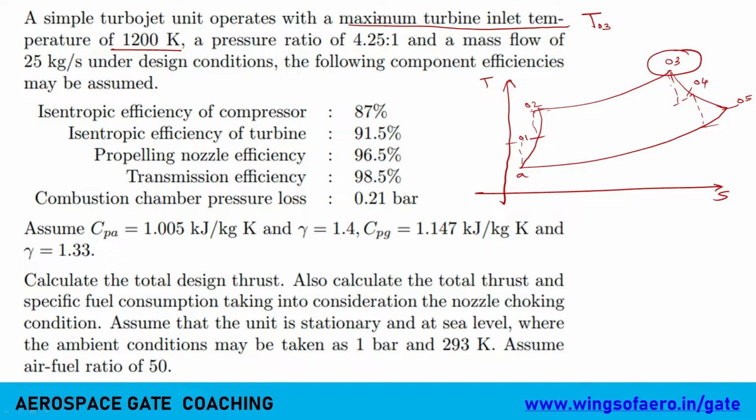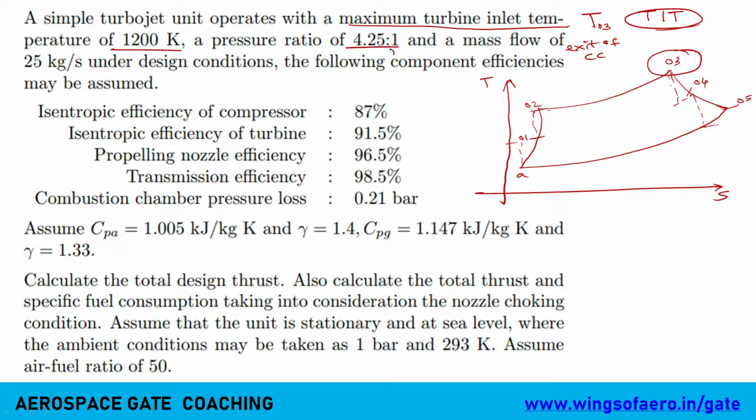So lot many ways they can describe this point. They can say the maximum temperature alone. They can also say TIT. What is TIT? Turbine inlet temperature. TIT is nothing but turbine inlet temperature. They can also define the exit of combustion chamber. So this is a point of exit of combustion chamber as well. So first you need to identify your given data.